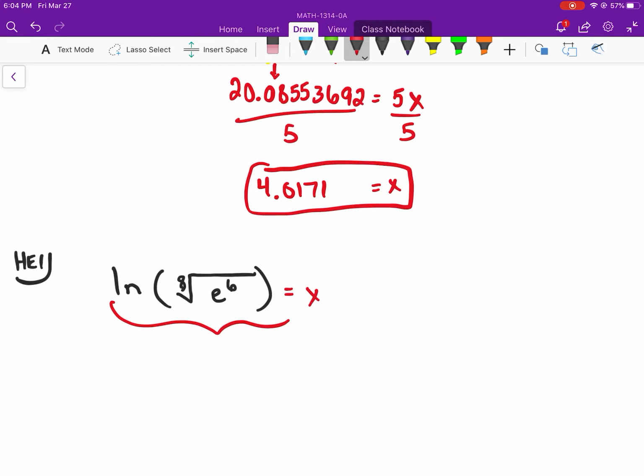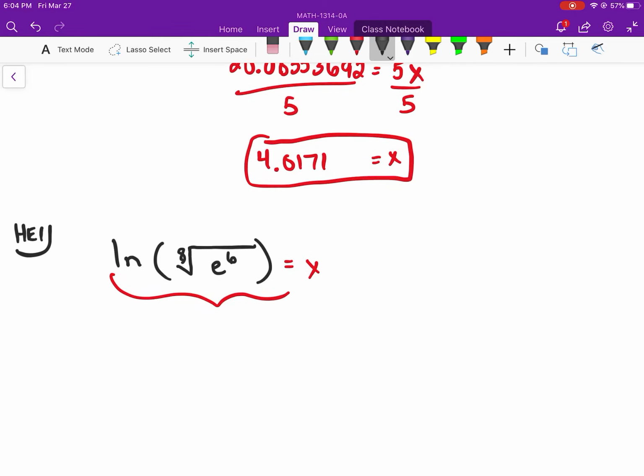Okay, so again, it gave us an expression here, which means I need to set this equal to x. Now, based on the two prior examples right here, we see ln. What base is ln? That would be base e. So e to the x power equals the 1/8 root of e to the 6th power.